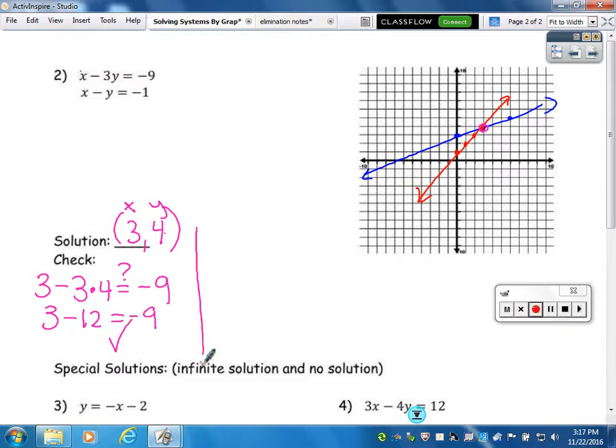Let's do 2 checks. Remember, that worked for one line. We got to make sure we got both lines correct. So now I'm on this one right here. And I'm saying, is my 3 minus my 4, because that's x minus y, equal to negative 1? That was a quick check. Yes, it is. So this is definitely the solution to the line.